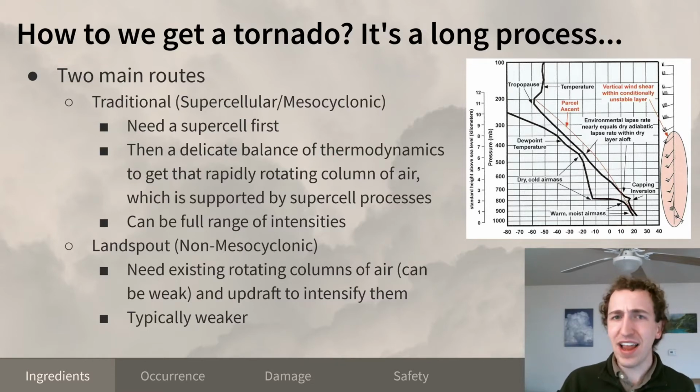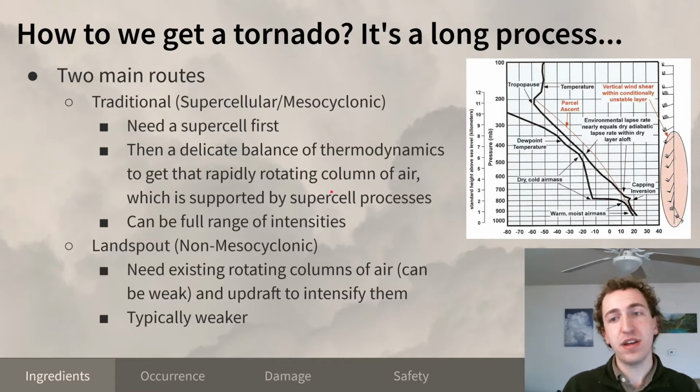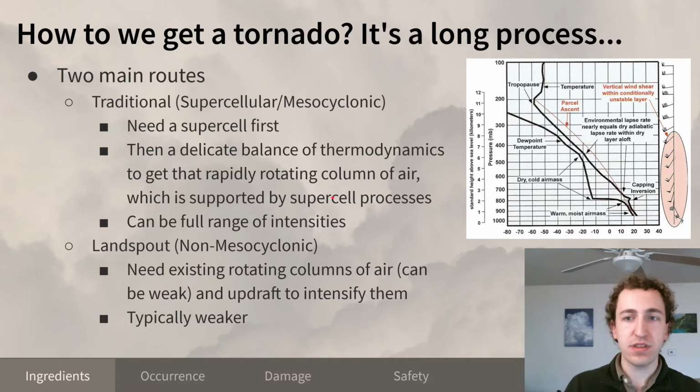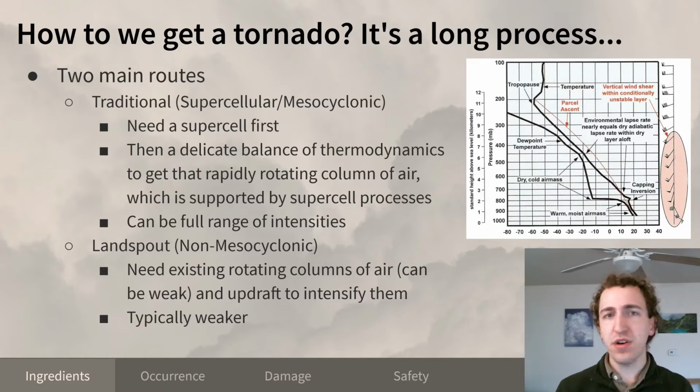We have the high level details. We still are narrowing in on some of the specifics about what makes or breaks that process. But that delicate balance of thermodynamics in a supercell is what can get us that rapidly rotating column of air all the way down to the ground surface. And this route gives us the full range of intensities. We'll go into how we scale or rate tornadoes later on, but this can go from the very weakest tornadoes to the absolute strongest tornadoes.